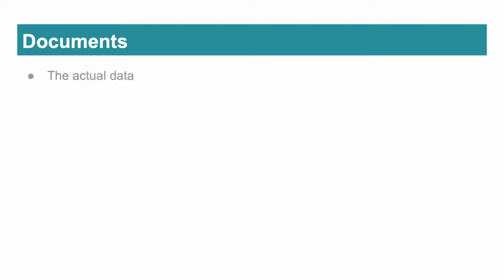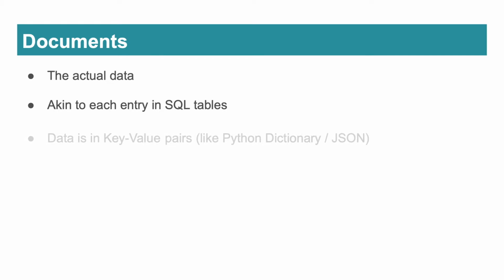Documents are the actual data. This is similar to data entries in the table, each row, as you say, right? That's this, in the MongoDB world. The difference here is that the data is stored in key value pairs like Python dictionaries or JSON, right? It's a key value pair, okay?